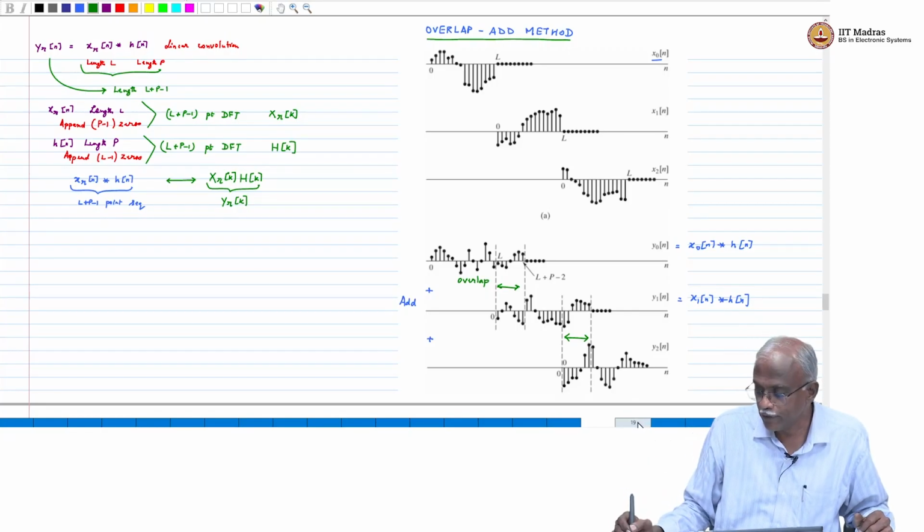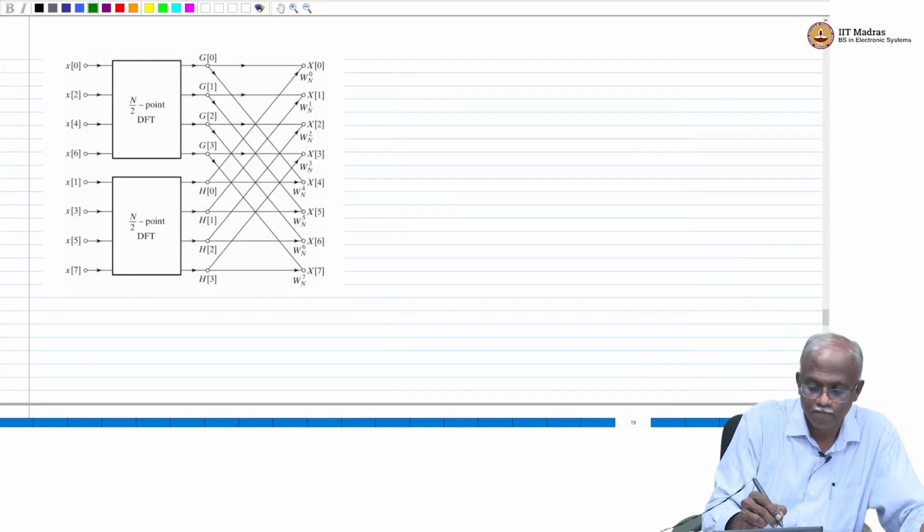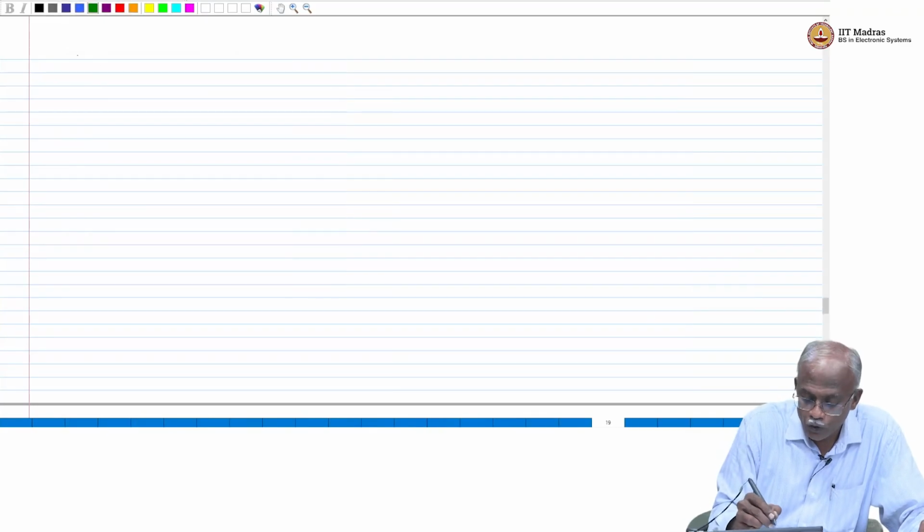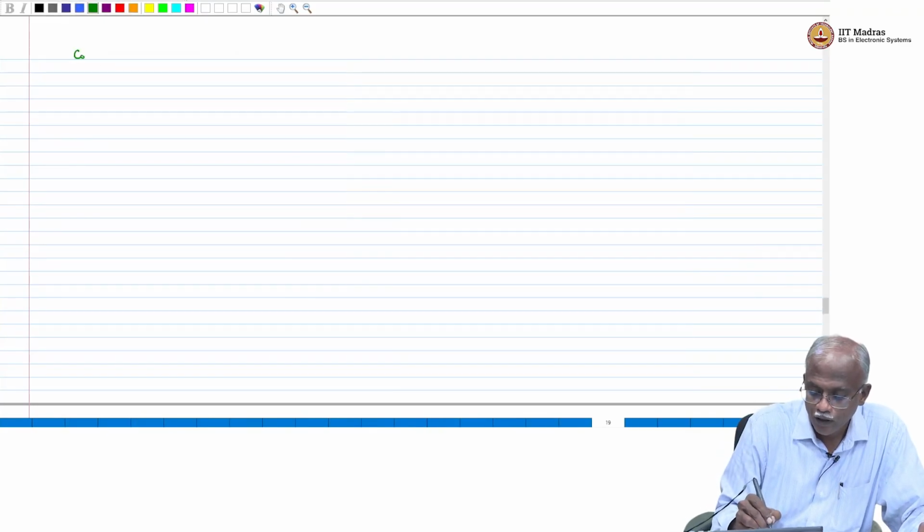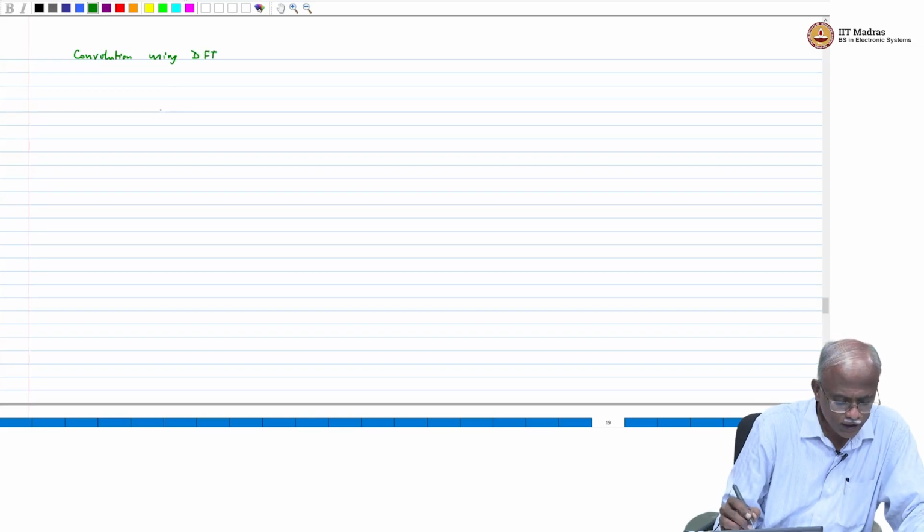Now, where does DFT come into play here? Convolution using DFT. Okay, this is how we would do that. So this is the method which we call as overlap add method.